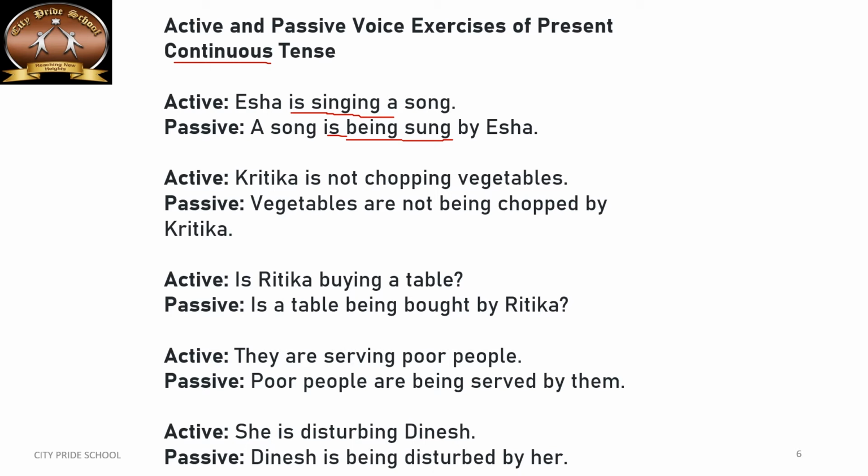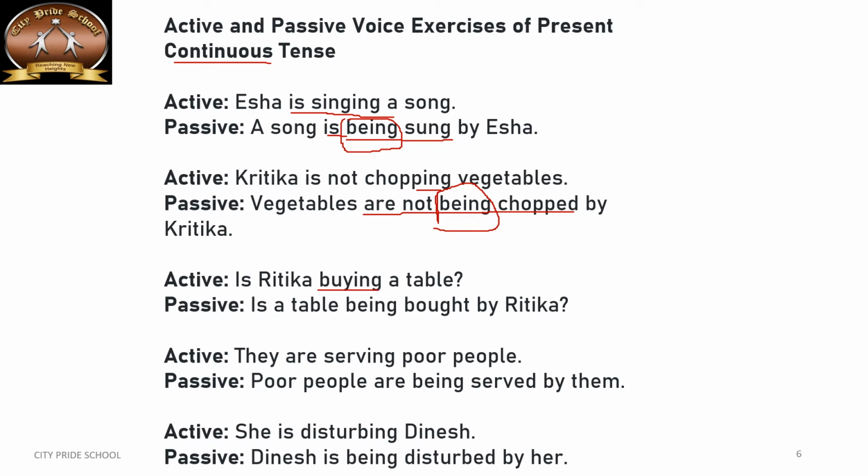Active voice: Kritika is not chopping the vegetables. Now this is a negative sentence. Take vegetables first, then by Kritika. Vegetables is plural, so we'll say vegetables are not being chopped by Kritika. So always remember, when it is an ing form, what you need to add is being. You'll find this being common in these sentences when the sentence given in active voice is in continuous tense, or the present continuous tense.